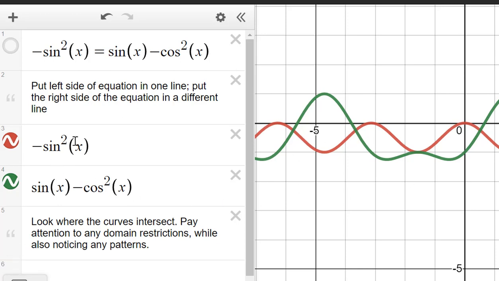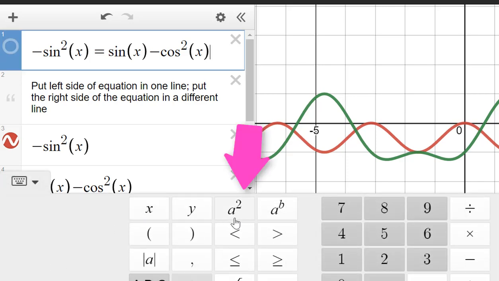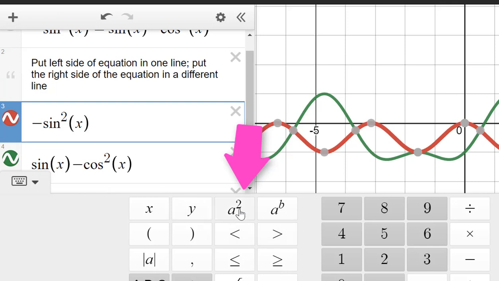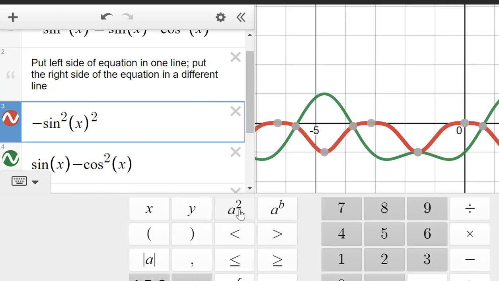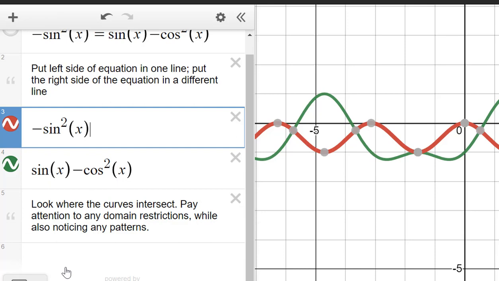Now, to get the squared, you can do that right here on the keypad. You have an a squared, so if you want to type something squared, you just hit that button right there, and that'll make it squared. If you wanted a different exponent besides that, you just use this next key over here. So that's one option. The other option is to hit the caret button on your computer, and then the 2 right after that.